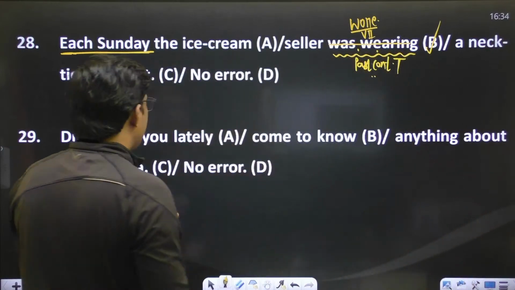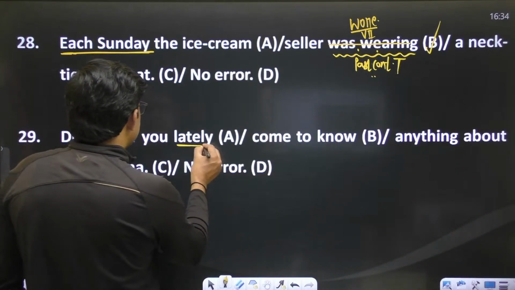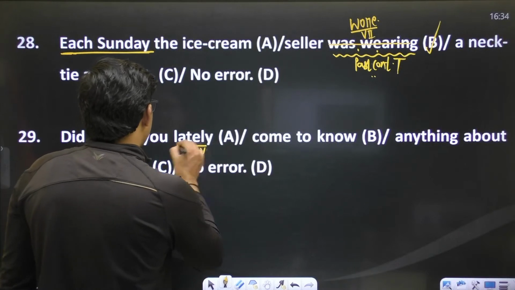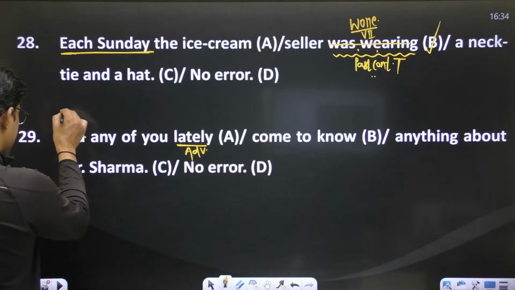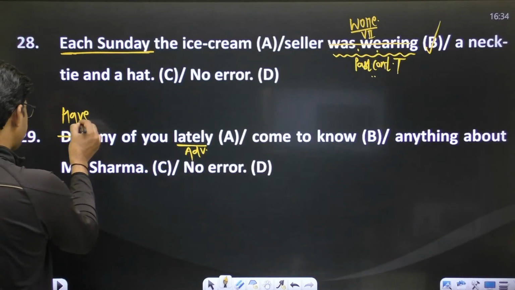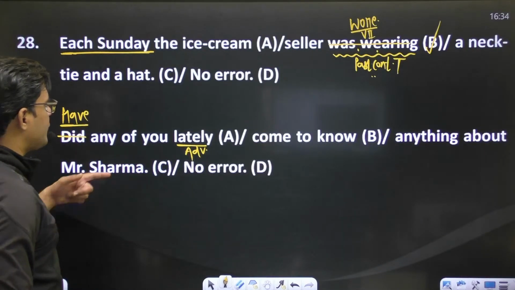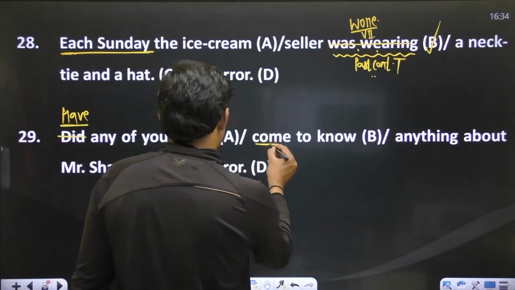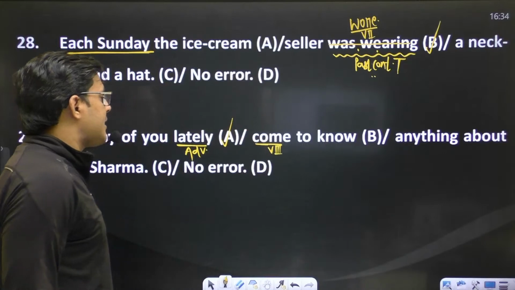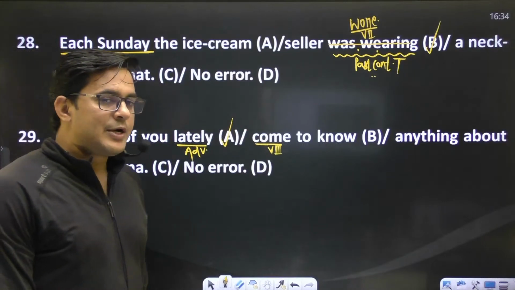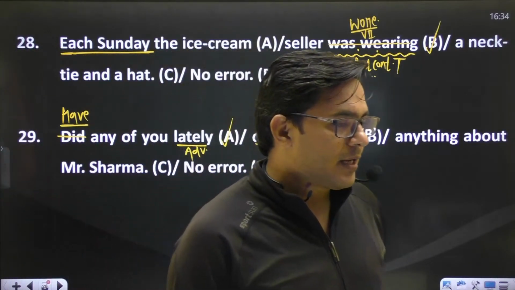Did any of you lately come? This word lately is the adverb which demands present perfect tense. Lately, recently. So to make it present perfect, just say, have any of you lately come? This is the third form of the verb. So by doing this, you will get an error in part A.